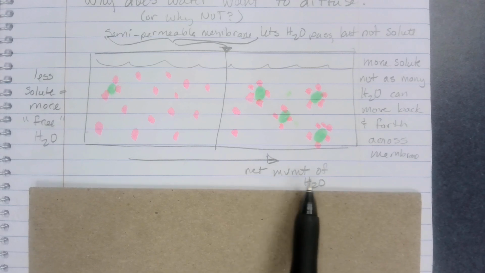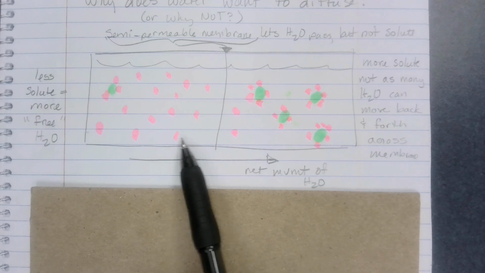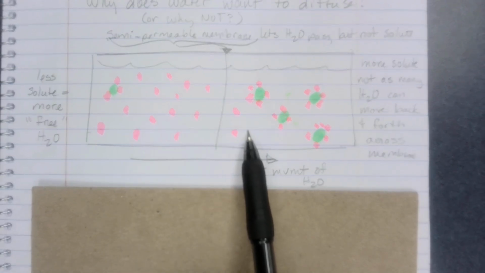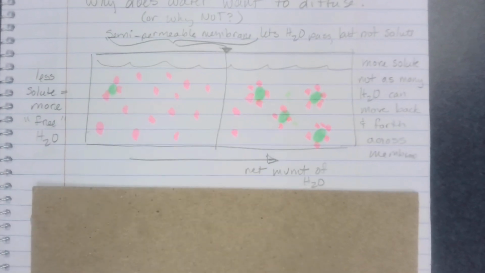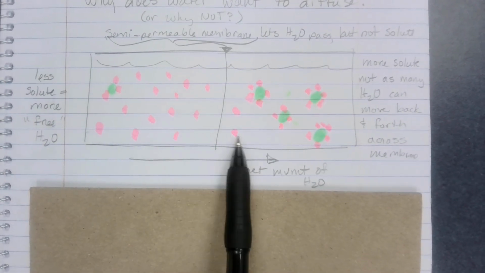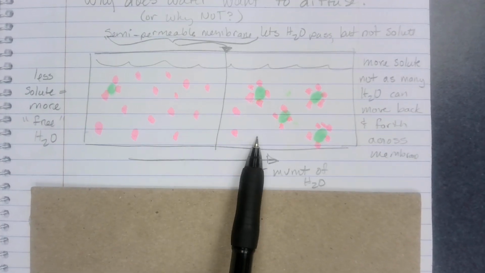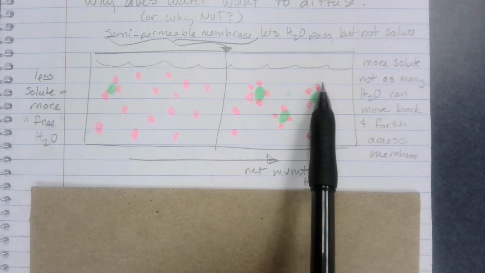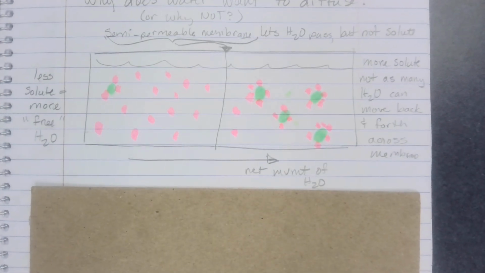The net movement of water is from the left to the right. As these water molecules randomly move back and forth across, when they get to this side, there's a whole bunch of solute here, so they hang out with the solute because it's so much more fun to be around. Then they're not going to move back to the left. These guys move back and forth across, but when they get over to this side, there's no solute to hang out with, so they might as well come back. They're going to randomly move. The more solute, the more attracted water molecules are to that solute, and they're going to stay on that side.